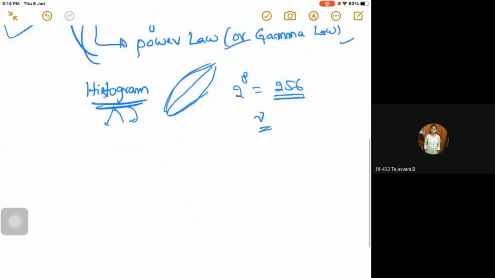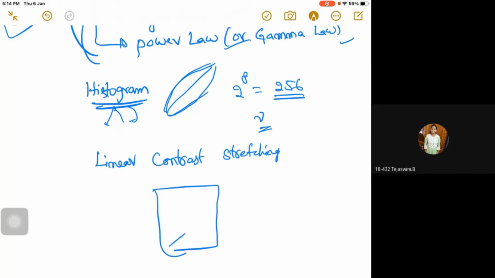And in addition to this, we have seen in the previous class linear contrast stretching also, right? And we have solved problems also. That means instead of having the transformations pixel by pixel, we can select a range of pixels. For example, in this range, how can the pixel or intensity values be changed? Then again like this. So this is called piecewise linear contrast stretching.